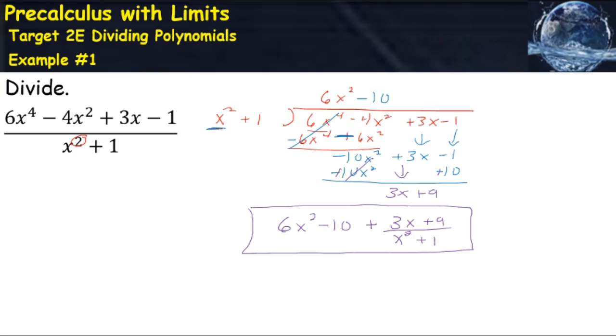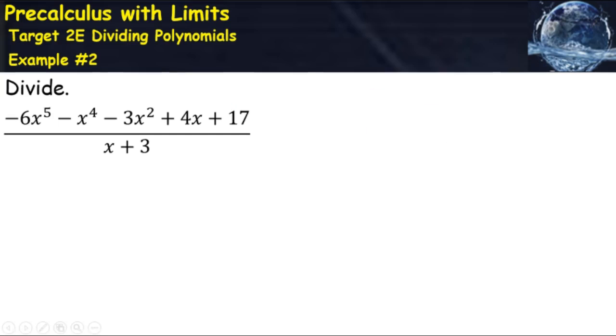Okay, number 2. Number 2, I can either use long division or synthetic division. You can use synthetic division when it's only x to the first power and the number in front of the x is that 1. So I'm allowed to use synthetic division. So I take this x plus 3 and I set it equal to 0, and I get x is negative 3. So that goes in my box for synthetic division.